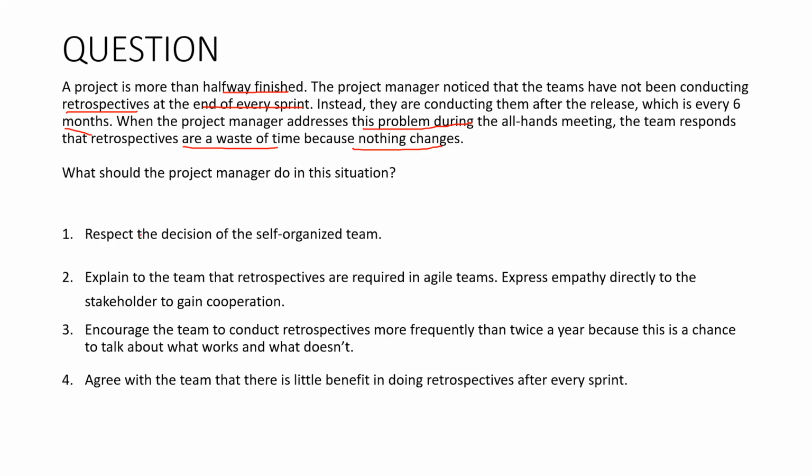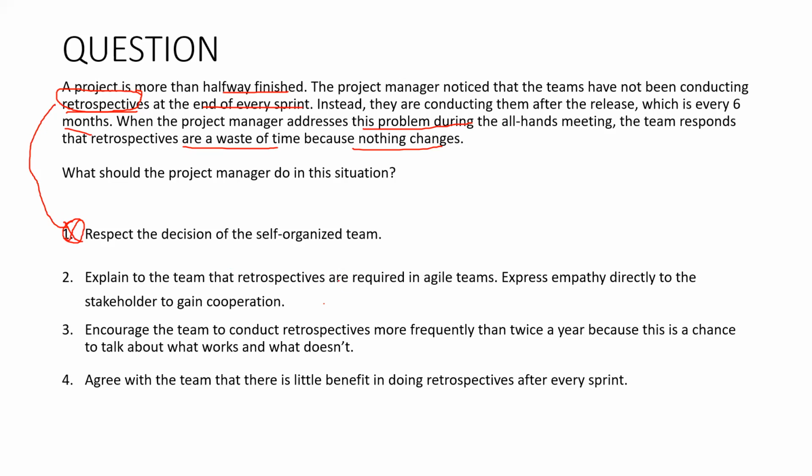Respect the decision. Yes, for sure we have to respect the decision, but this is about governance, right? No. This is about governance because the Scrum Master has to maintain the governance. Whatever we have decided, it should happen accordingly. So it is going against the governance. When it is going against the governance, the Scrum Master or team lead can never let it happen. So this cannot be the right answer.